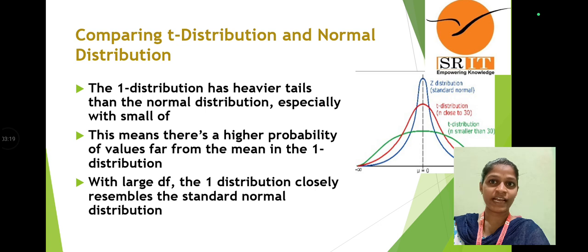The blue curve indicates the Z distribution, and the red curve indicates the T distribution, and the green curve indicates the T distribution where n is smaller than 30.